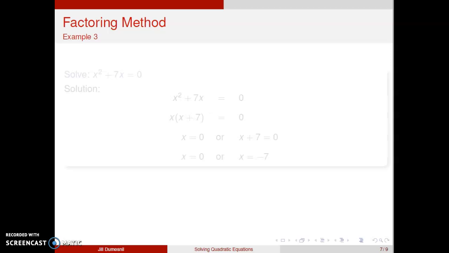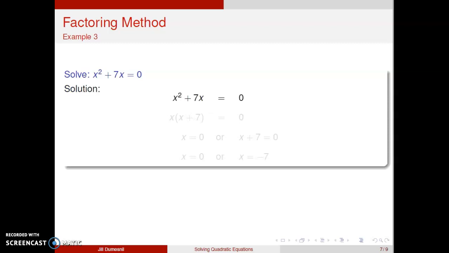For our third example, solve the equation x squared plus 7x equals 0. This time we have a quadratic equation, it is in standard form, and the constant term is 0. It would be useful to have a product equaling 0. Factoring x squared plus 7x as x times (x plus 7) gives us a product equaling 0. We set each factor equal to 0 and solve for x equals 0 or x equals -7.